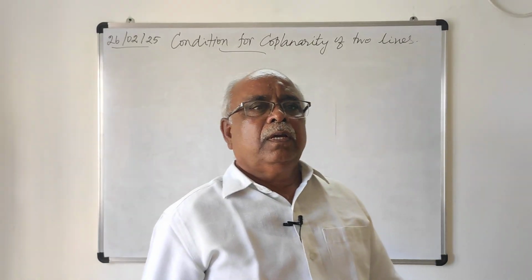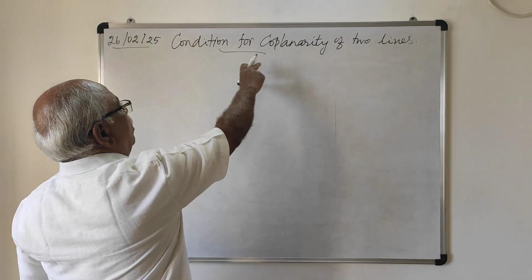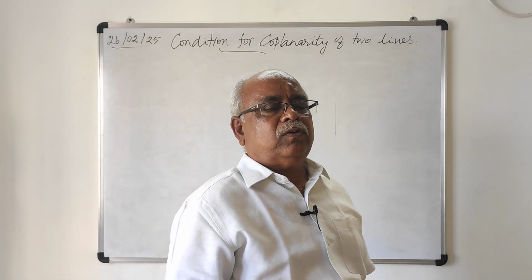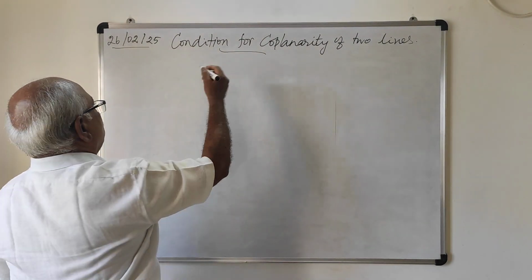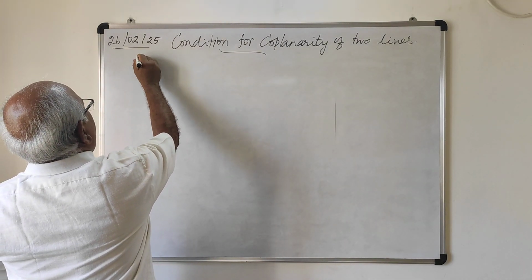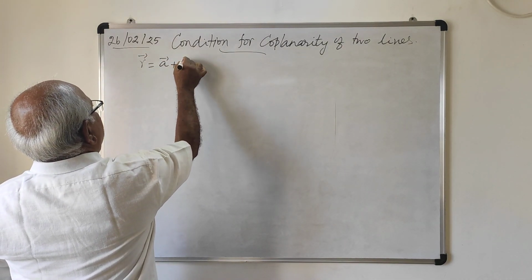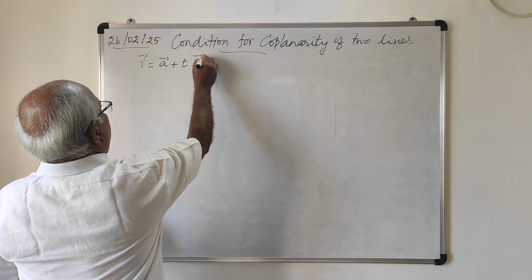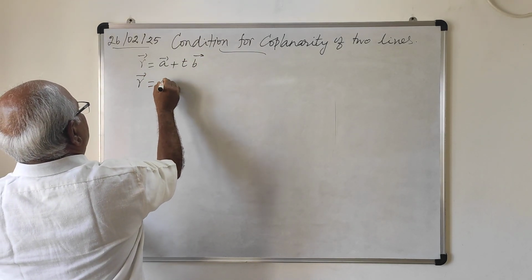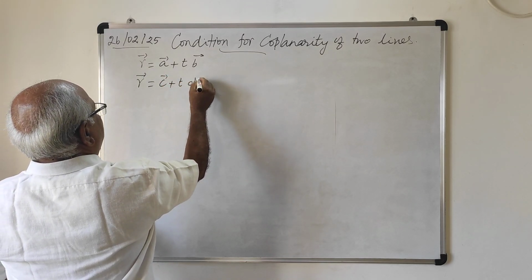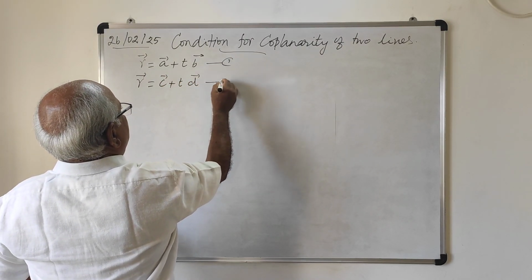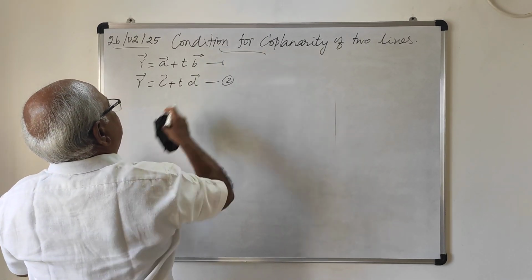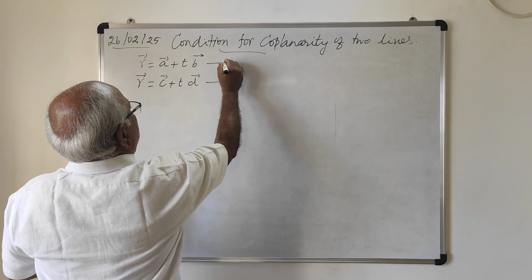Okay? Next idea, condition for coplanarity of two lines. Two lines are given and we have to find the condition for coplanarity of the given two lines. Consider the two lines: r equal to a plus t b is one line, and r equal to c plus t d is another line. These are the two lines given to you.